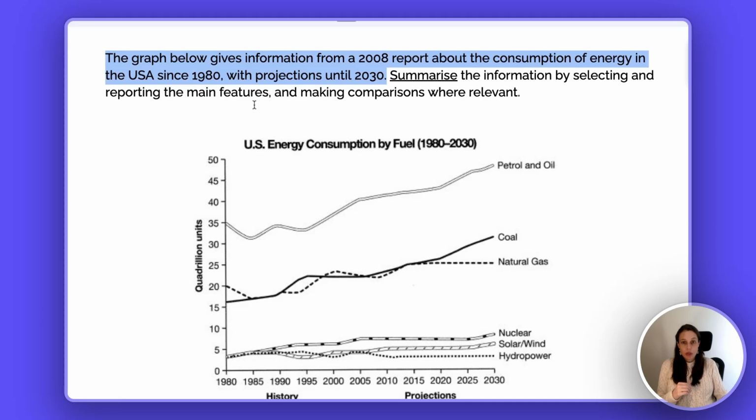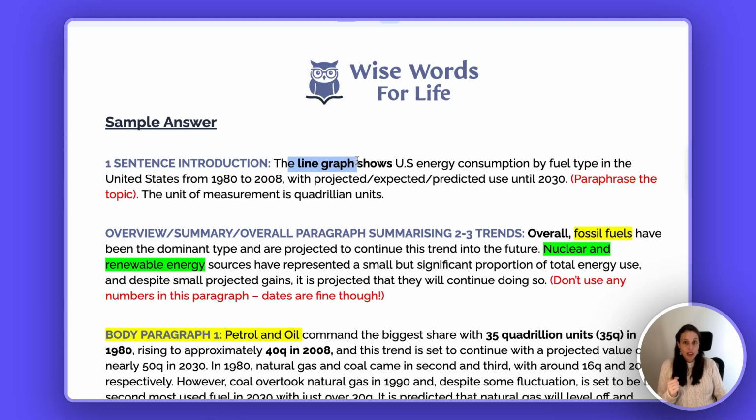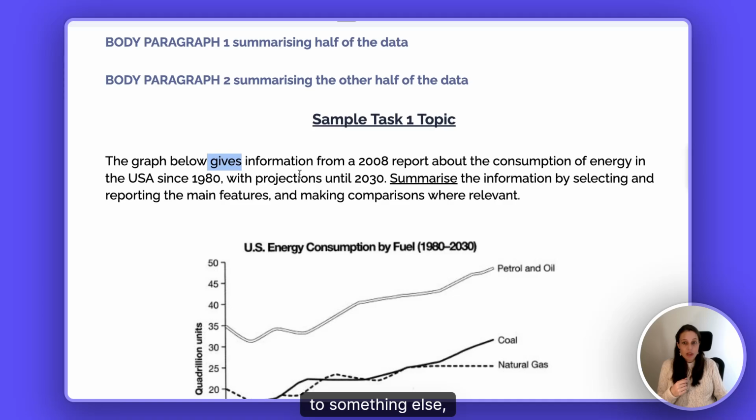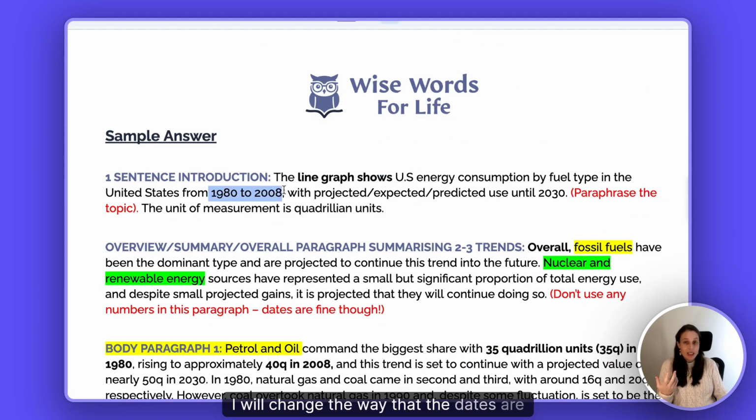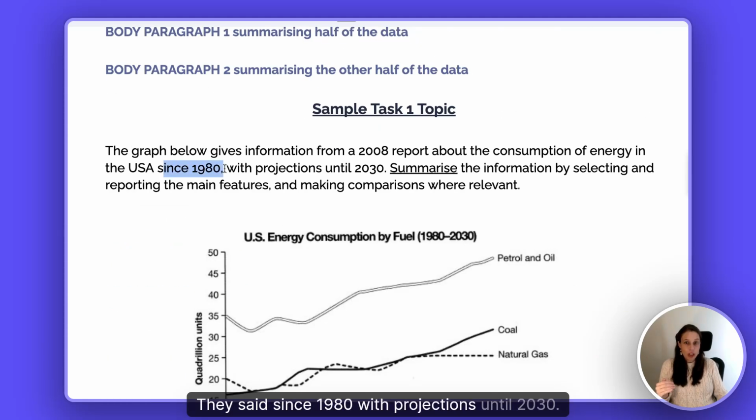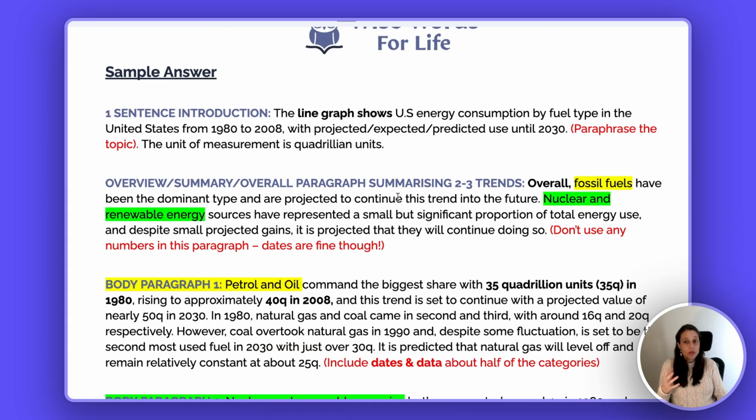Now, when I write my single sentence introduction, I'm going to label what kind of graph it is. I will change the verb gives to something else, like shows. I will change the way that the dates are described. They said since 1980 with projections until 2030. I'm going to change that to from 1980 to 2008 with projected use until 2030. So slightly different wording.